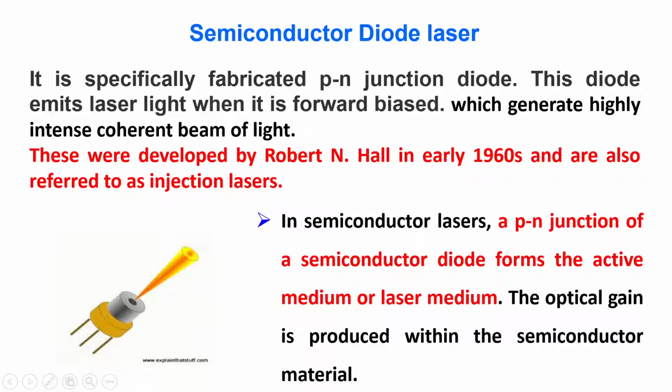Friends, in a semiconductor diode laser, basically it is a PN junction diode, and the PN junction, which is made from different types of semiconducting material, works as an active medium or the laser medium, and the optical gain is produced in that lasing medium.